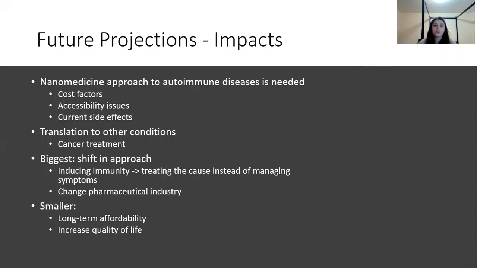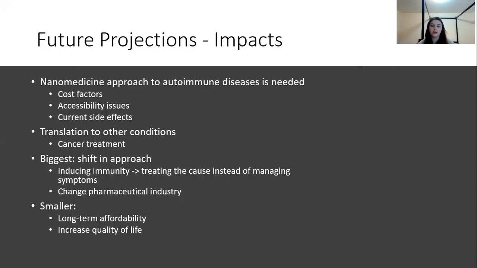And I also see a translation to other conditions. Again, the successes in cancer treatment can be applied to autoimmune diseases and vice versa. So I think having a breakthrough in one can really help with the other. And again, I do see the biggest impact as a shift in approach, so inducing immunity. So treating the cause instead of managing symptoms, which is what we do now, managing the symptoms instead of asking what is causing this?